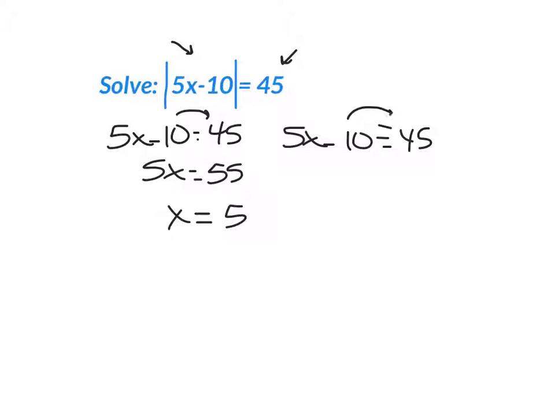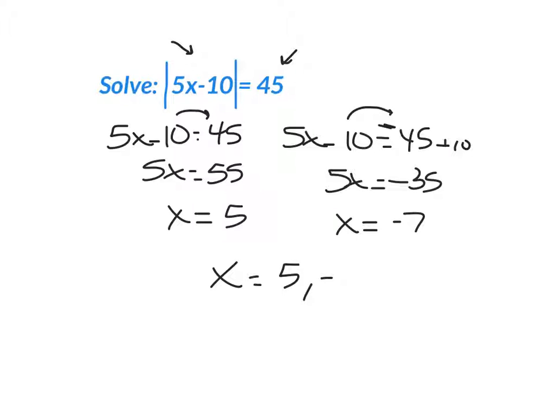Solve this one too. Take the 10 over. That's kind of hard to read. That's a negative 45. If I take the 10, that's a positive 10. That gives me negative 35. Divide by 5, it's negative 7. And if you were to plug both of those in there, I promise it would both work, and you would get two answers, 5 and negative 7. So really, pretty simple deal.